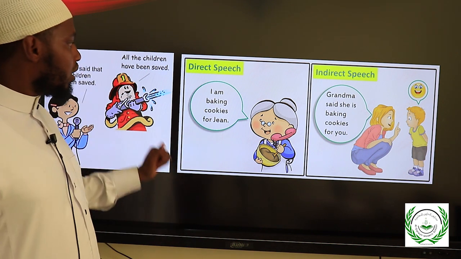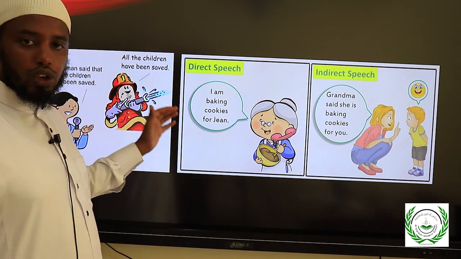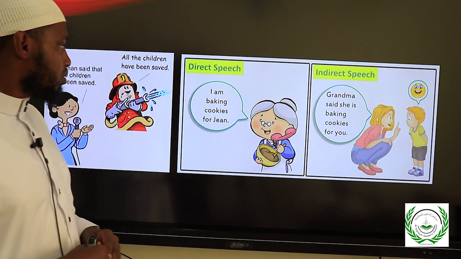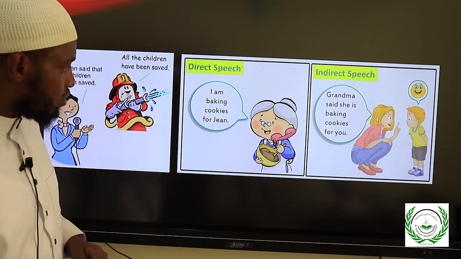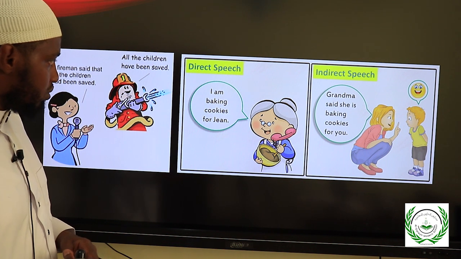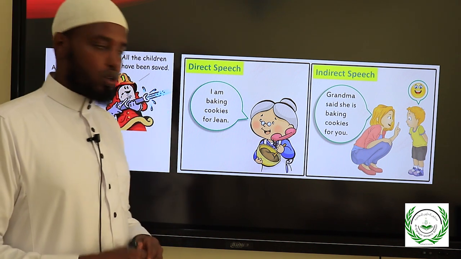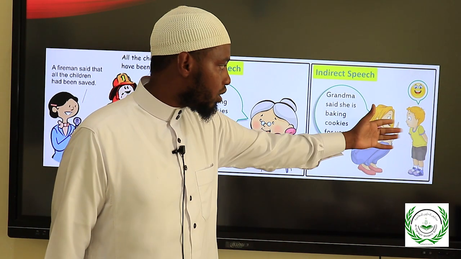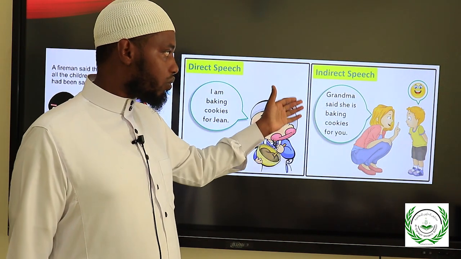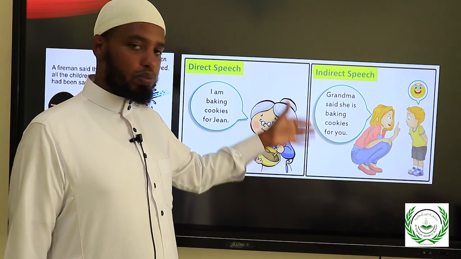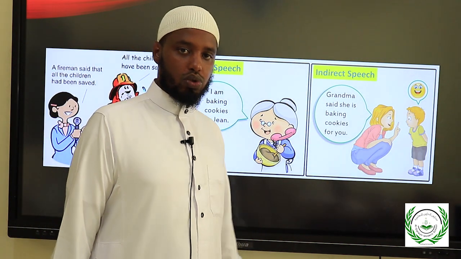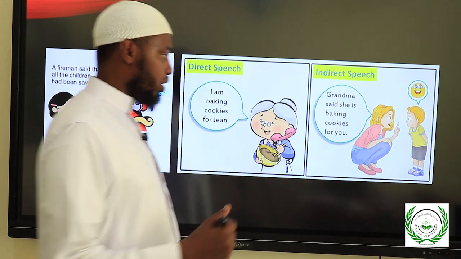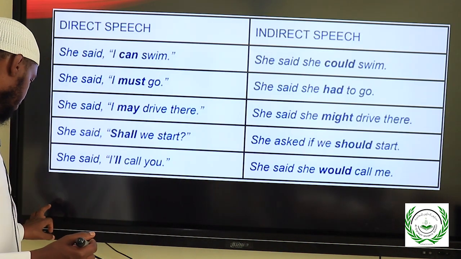Here we have direct speech and indirect speech as well. Here the grandma is saying, "I'm baking cookies for Sean." Then we have the indirect speech. The mother now is telling this young boy, "Grandmother said she's baking cookies for you." We'll look at some other examples.